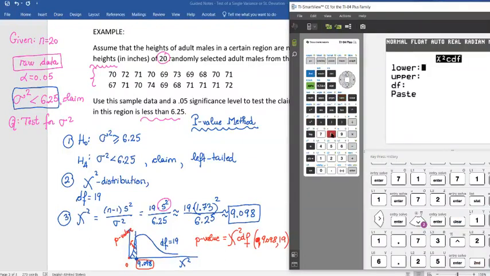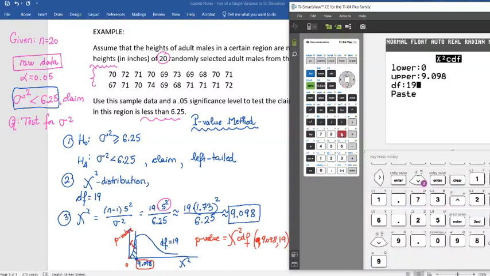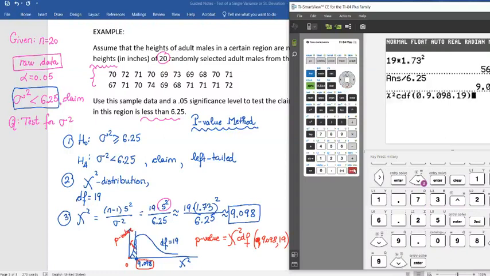So chi-square CDF from 0 to 9.098, and we have to state the degrees of freedom. In our situation, we have 19. And then we will have the area under the curve. And the area under the curve, it's 0.0282, rounded to 4 decimal places. So this is the way to find the p-value.